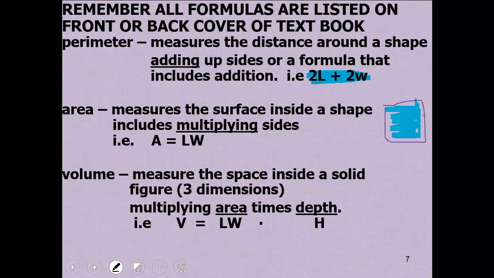So area measures what's going on the inside of the space. A lot of multiplication happening there. Multiplication of sides. So if it was a square, it would be side times side. If it was a rectangle, it would be length times width. And then the third formula that you could see tonight would be volume. Just remember that volume is nothing more than taking the area of a base and multiplying it by the height or the depth, because what you're doing is finding the amount of space enclosed in a solid, like maybe a cube or a rectangular prism.